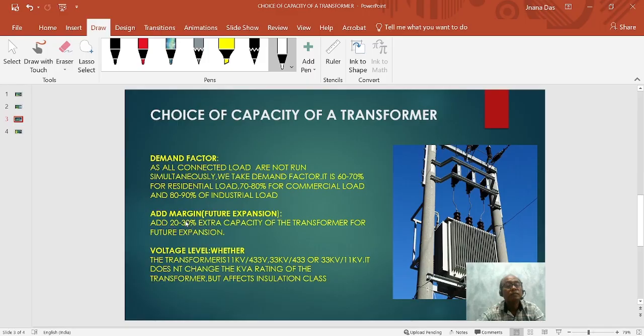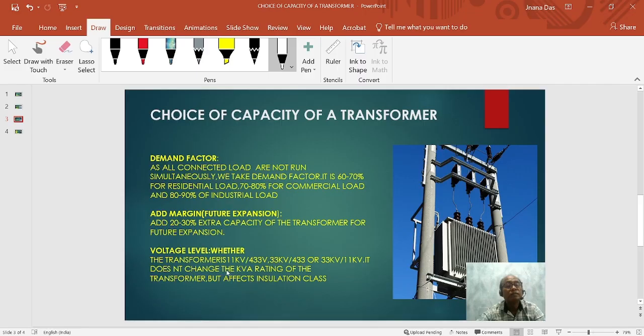After that, we have to add a margin for future expansion. Some extra capacity is added for future expansion. Next, we may require a higher voltage class transformer also, suppose we may require 11 by 433, or 33 by 433, or 33 by 11.